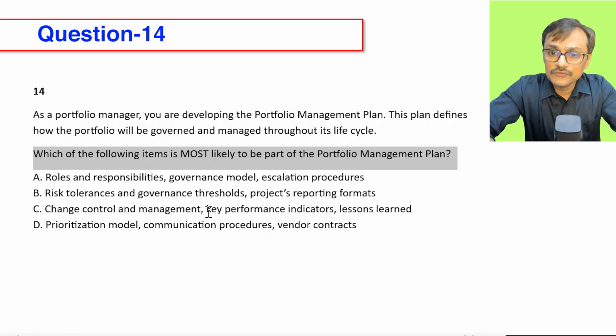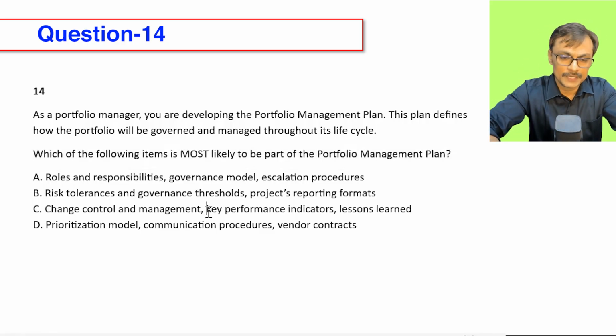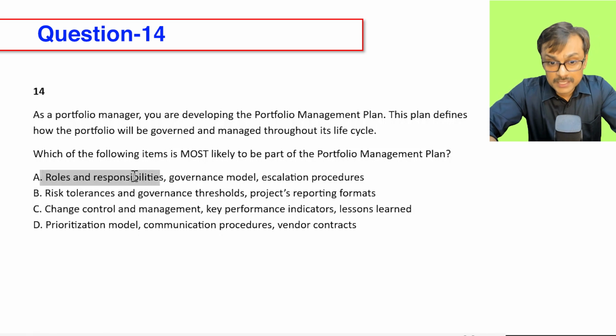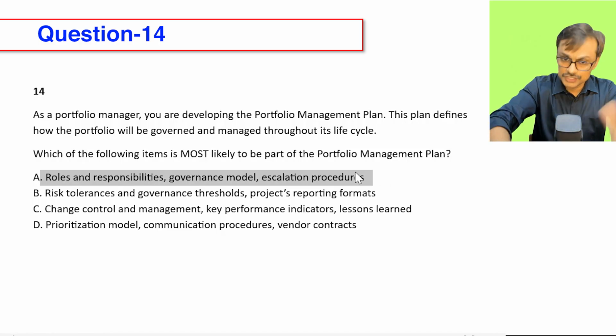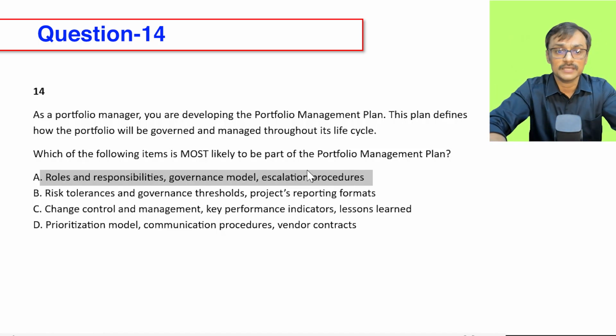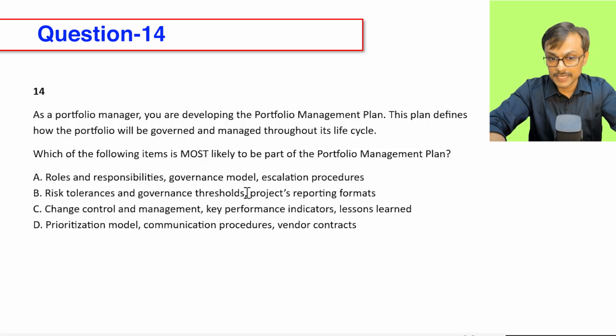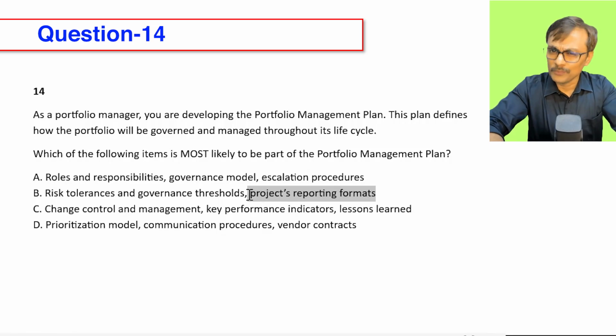So let's see which of the following is a part of a portfolio management plan. Roles and responsibility, yes. Governance model, escalation procedures: they are basically part of the governance model, which is part of the portfolio management plan. Risk tolerance and governance threshold, expected to be there. Project reporting formats, too detailed at a component level.